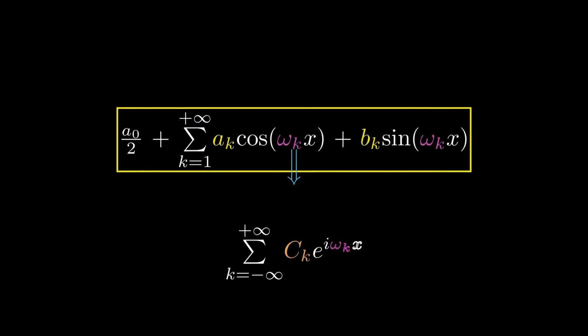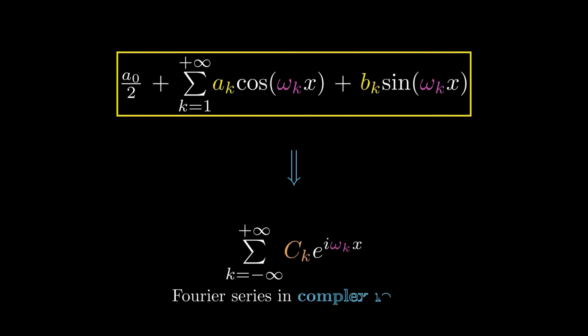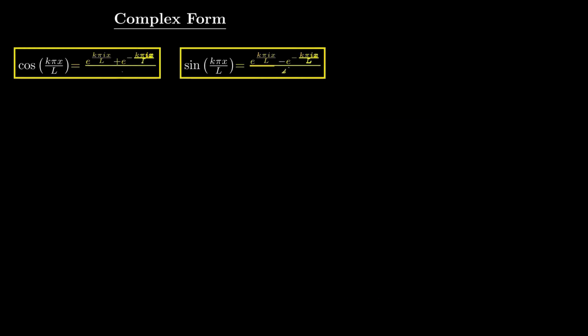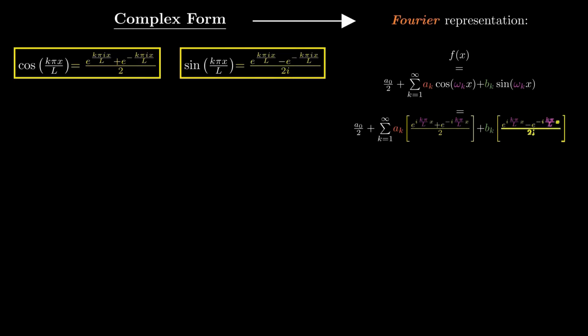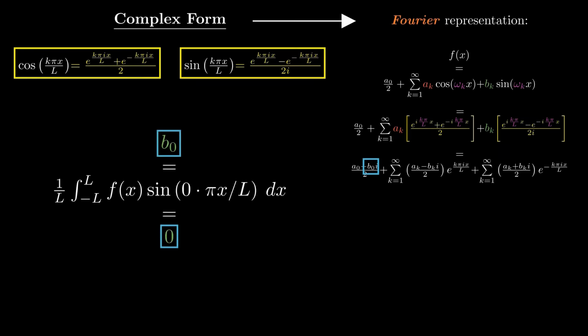To see how we can get to Fourier transform, we must write the Fourier series in the complex form. It is not difficult to obtain this form. We write the cosine and sine in complex form, and then plug into the Fourier series. After a little rearrangement, we can get this form. Notice that b_0 is just equal to 0 because of the coefficient formula. Sine 0 is 0.